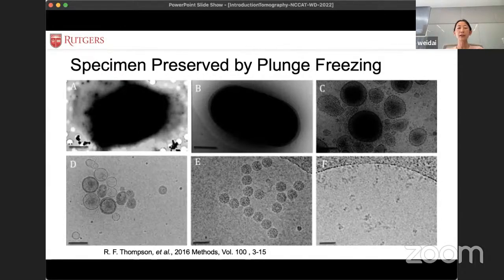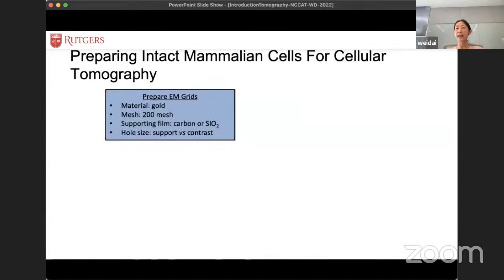But from B to F, very often you process them the same way as you process a single particle sample: basically apply the sample to an EM grid and plunge freeze it. For mammalian cells, it's slightly more complicated because they're bigger. And also, especially for some adherent cells, you have to let them adhere to a matrix for them to keep their physiologically relevant morphology for structural studies.